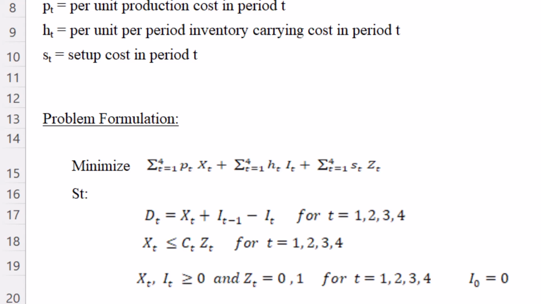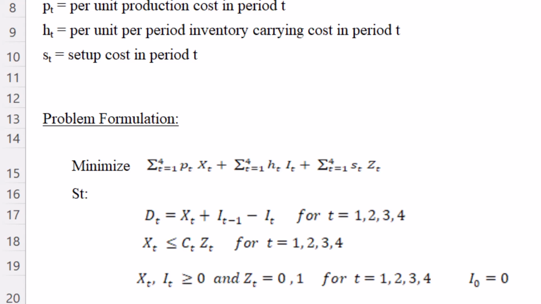The first set of constraints are demand constraints. That is, d_t, which is the demand in period t, is equal to x_t plus I_{t-1} minus I_t. That is, the demand in period t must equal the production in period t plus the end inventory from the previous period minus the end inventory for the current period.